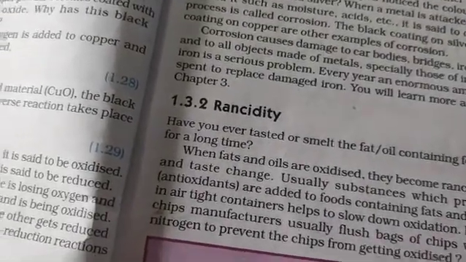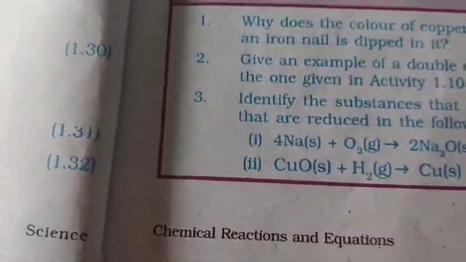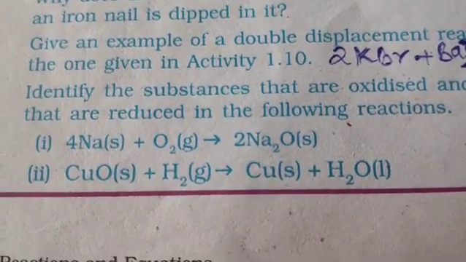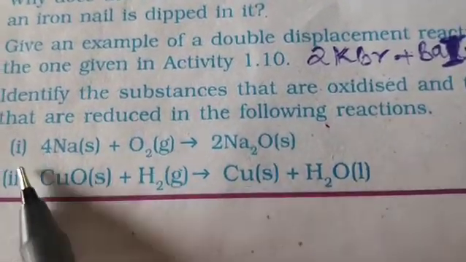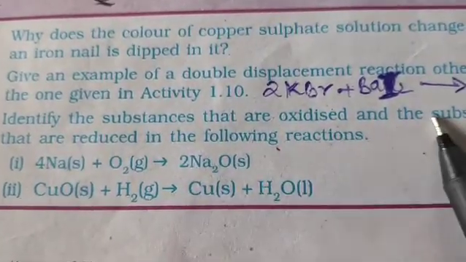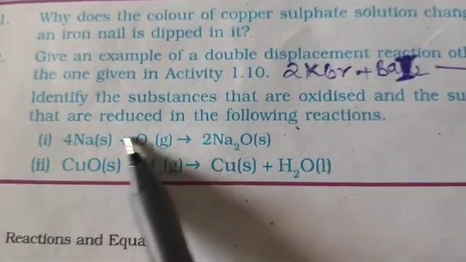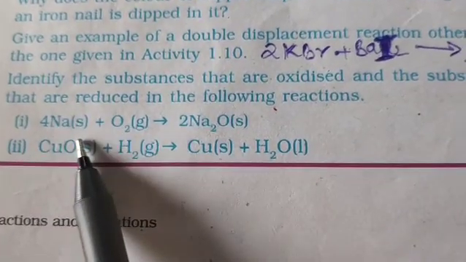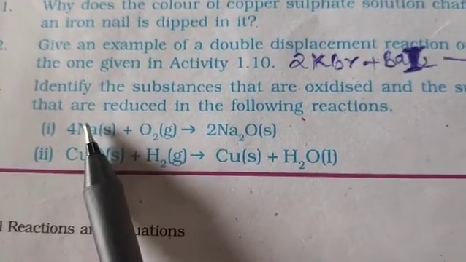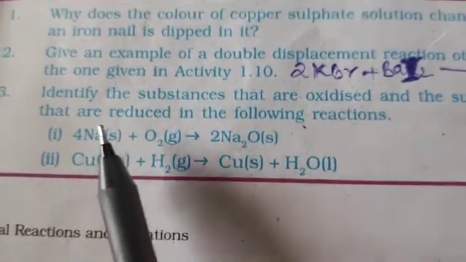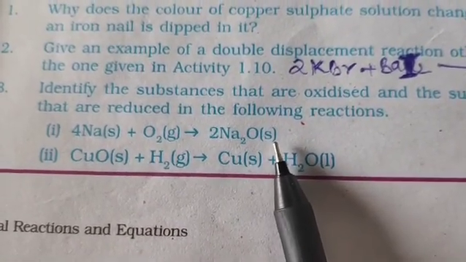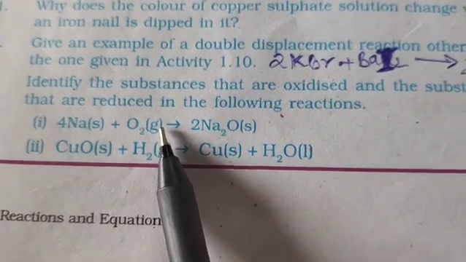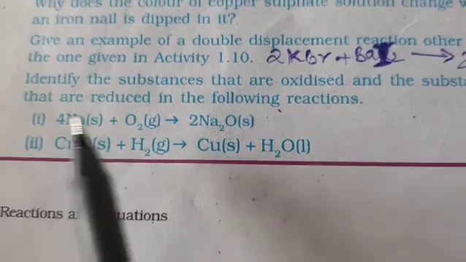For example, you are having in the exercise 4Na plus O2 giving twice Na2O. This equation, if you see how the question is given: Identify the substances that are oxidized and the substances that are reduced in the following reaction. So what is getting oxidized? Sodium is combining with oxygen, means sodium is getting oxidized. Am I right? So sodium gets oxidized to sodium oxide. So sodium is getting oxidized because of the oxygen over there. Am I clear? So here there is no reduction, this is oxidation.